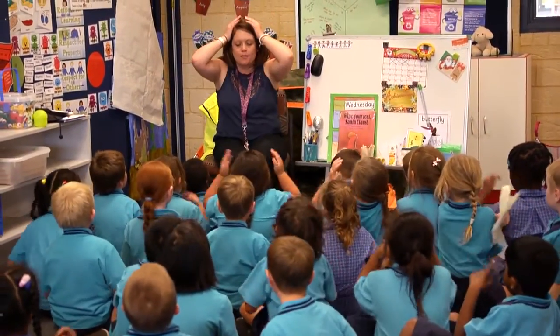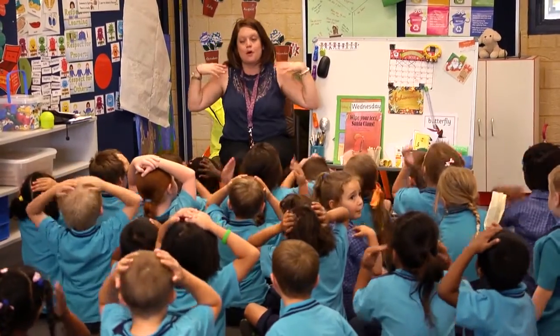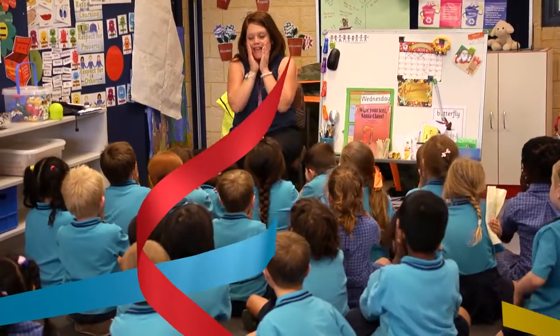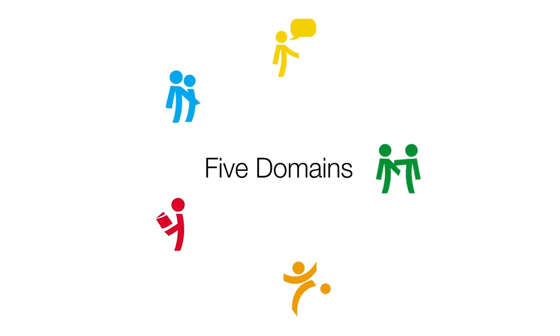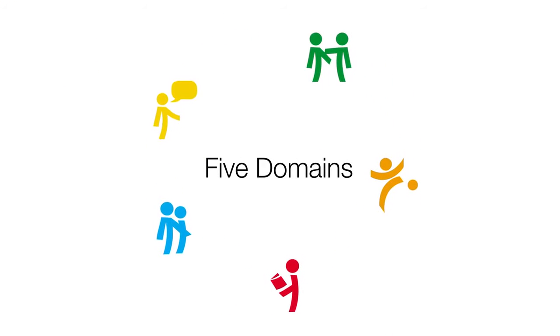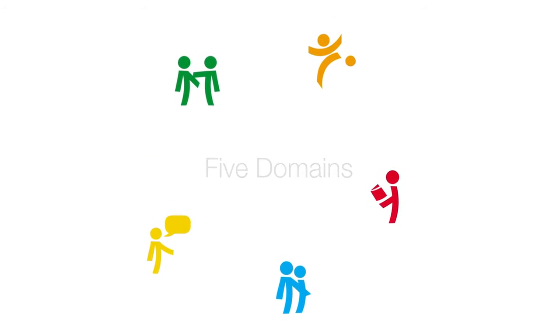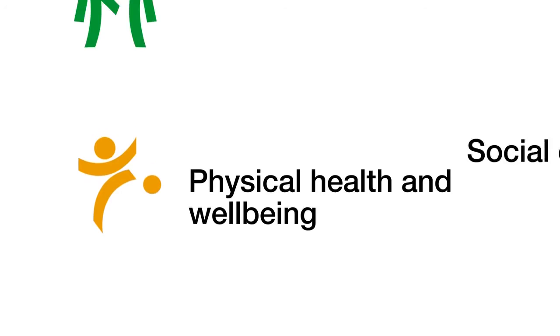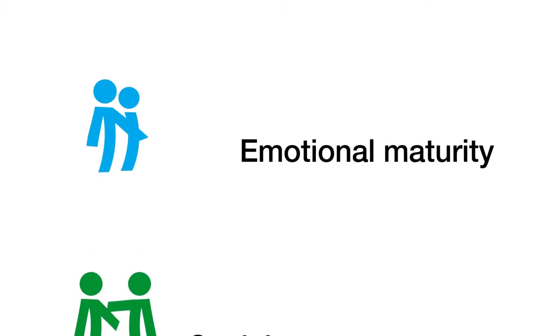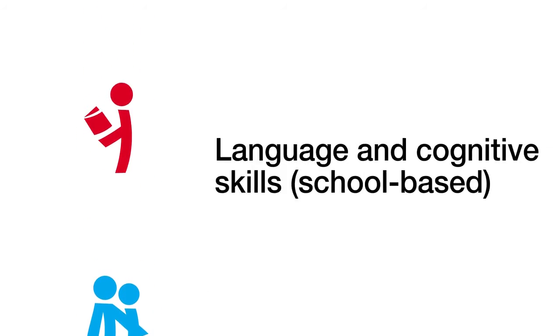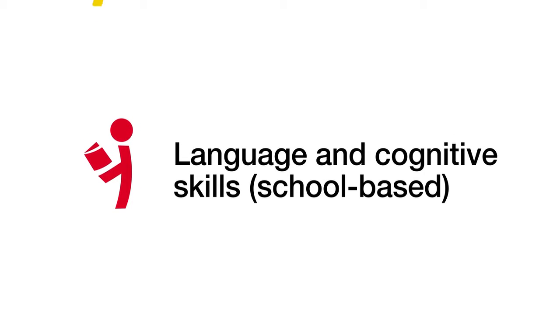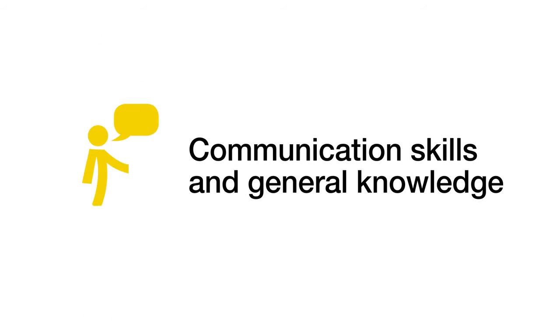Teachers record information for each child in their class based on their observations. The Australian version of the Early Development Instrument used to collect this data measures 5 areas or domains of early child development: physical health and well-being, social competence, emotional maturity, language and cognitive skills, and school-based communication skills and general knowledge.